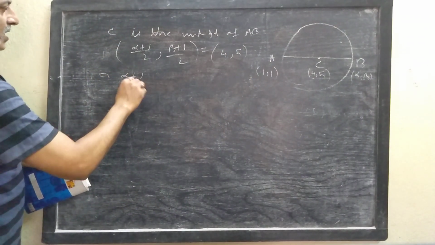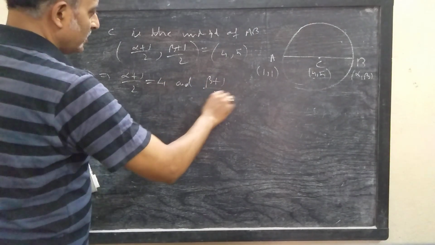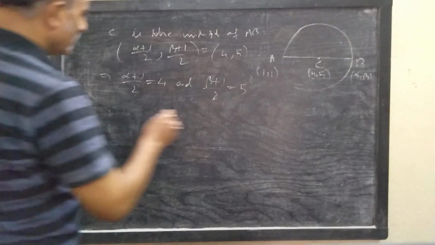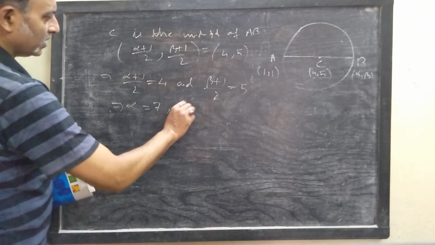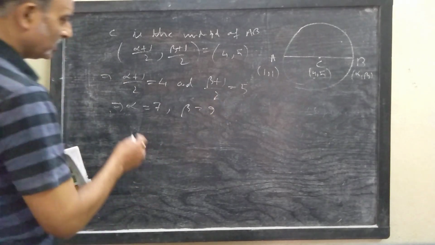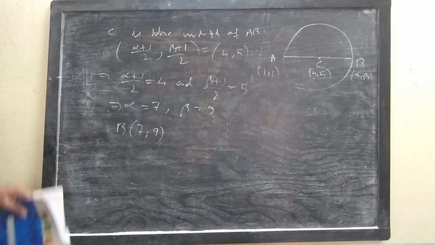So you can write (alpha plus 1)/2 equals 4 and (beta plus 1)/2 equals 5. So from this you get alpha equals 8 minus 1, which is 7, and beta equals 10 minus 1, which is 9. So you get the coordinates of B as (7, 9). This is one way.